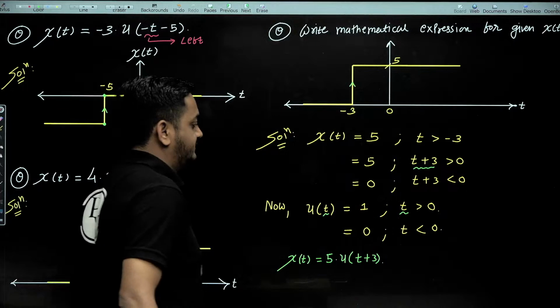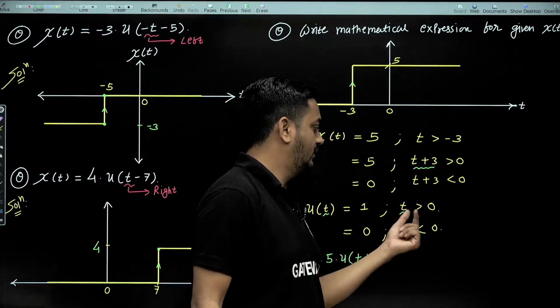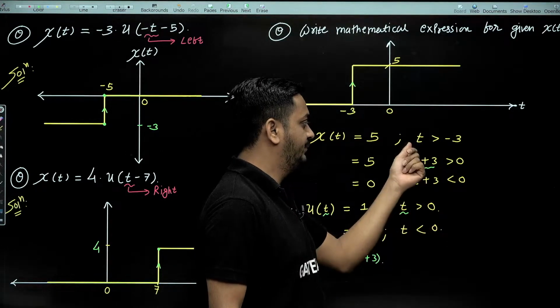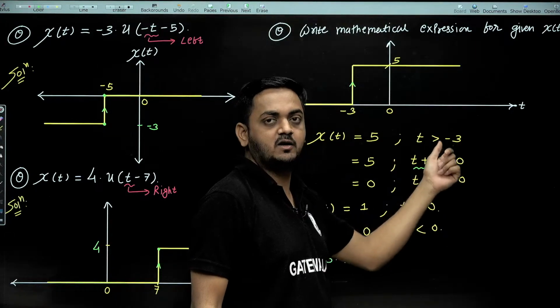After comparing, always compare with the standard format. First of all, convert into this format, the greater than 0 format. Always convert into the greater than 0 format. See here, this is t greater than minus 3. It is not greater than 0.